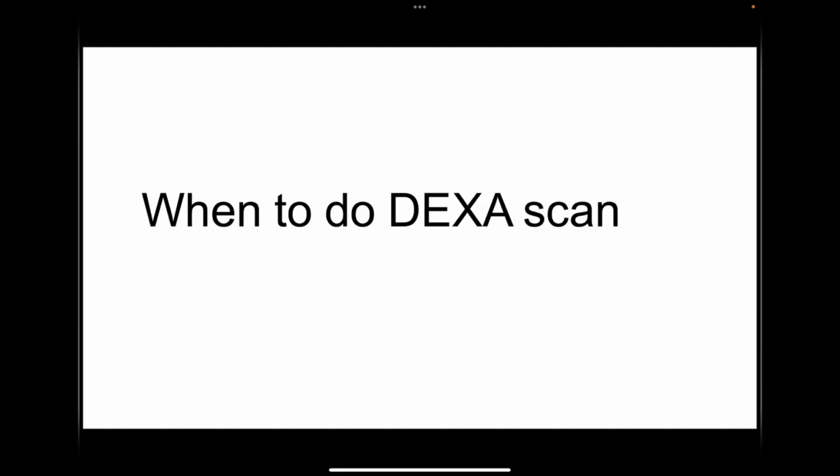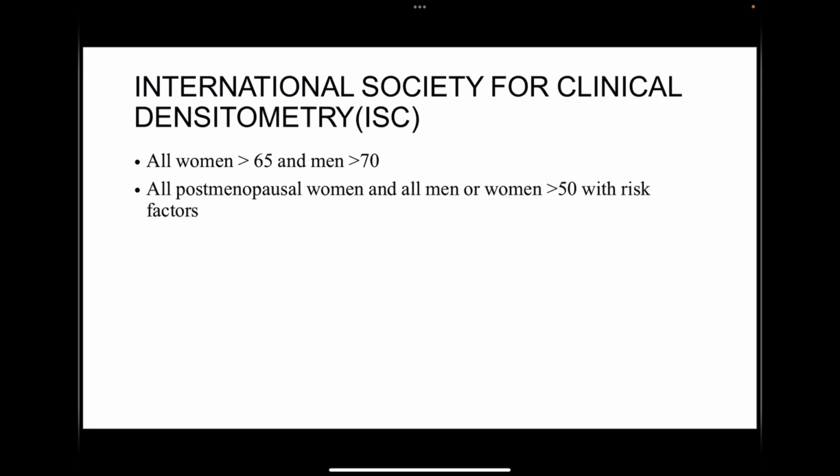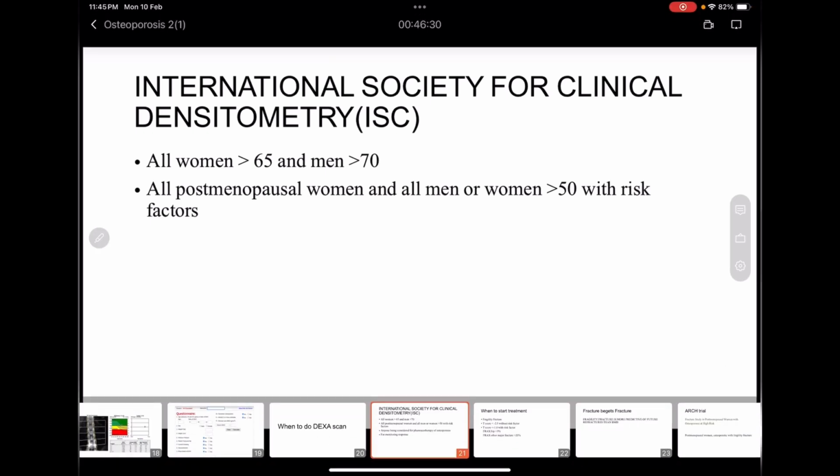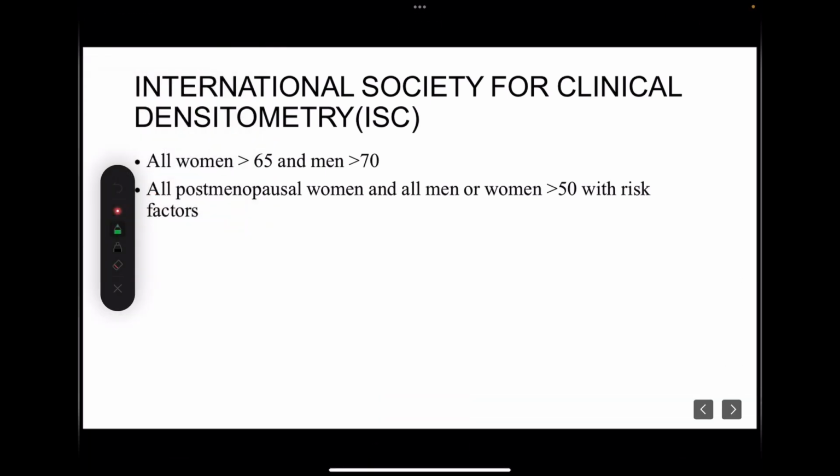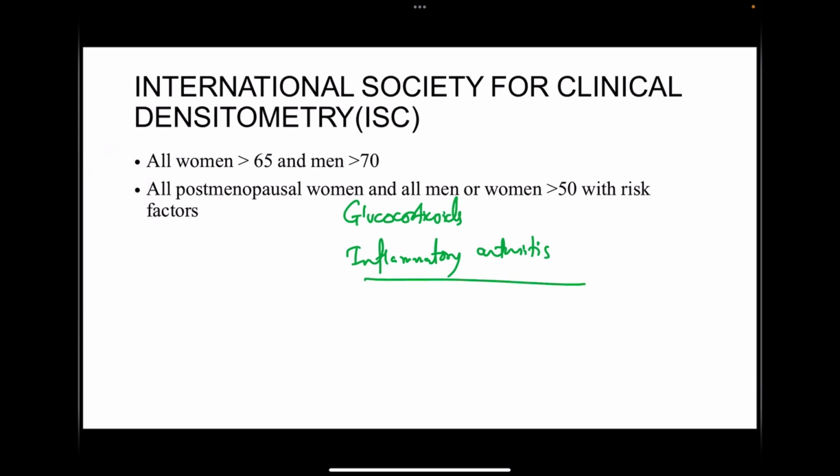When do we order a DEXA scan for a patient? According to the International Society for Clinical Densitometry, that is ISCD, for all women more than 65 and all men more than 70, we do prescribe a DEXA scan. And for all postmenopausal women and all men or women who are more than 50 but with high risk factors. What are the high risk factors? Patients on glucocorticoids, patients having inflammatory arthritis. These are the patients who are at high risk. In all these patients, we should screen them by DEXA scan.